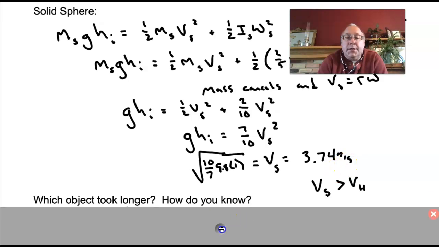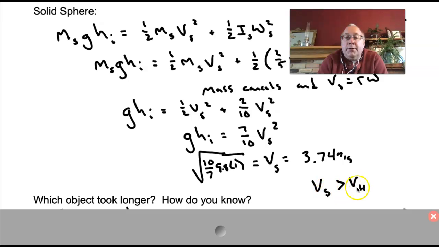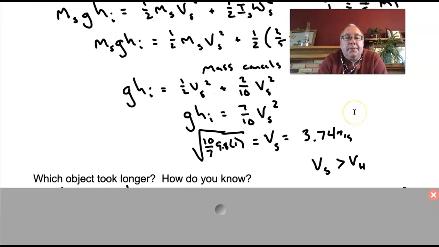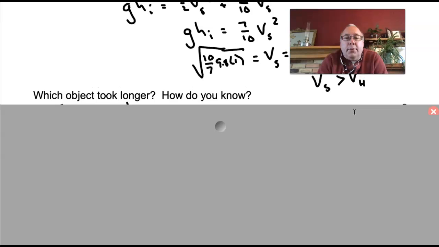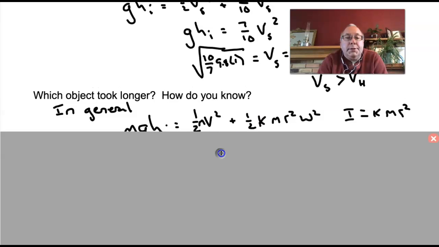So we can see, just comparing by numbers, the velocity of the sphere at the bottom is greater than the velocity of the hoop, and since its average velocity would be higher over the same length path, it should win the race. Now, could we come up with a theoretical way that we would always know what this is?